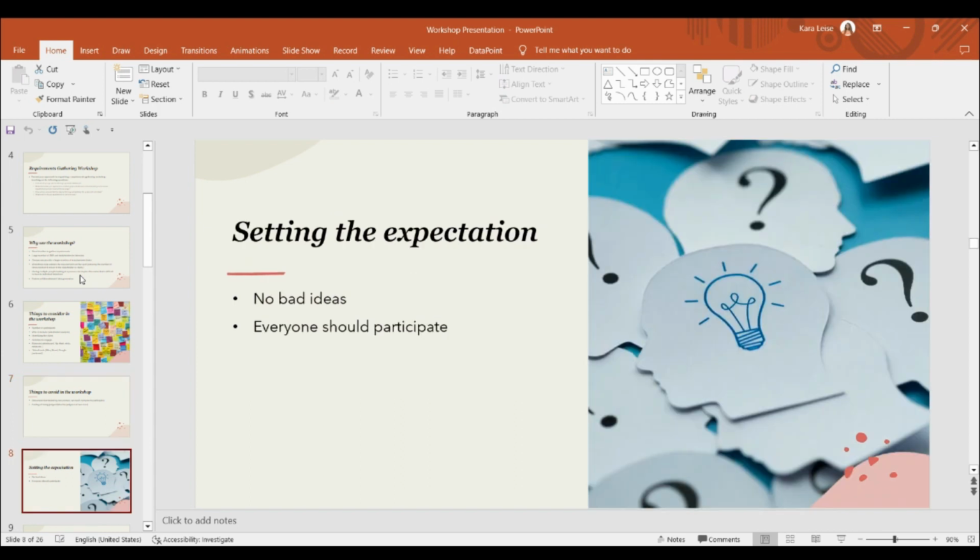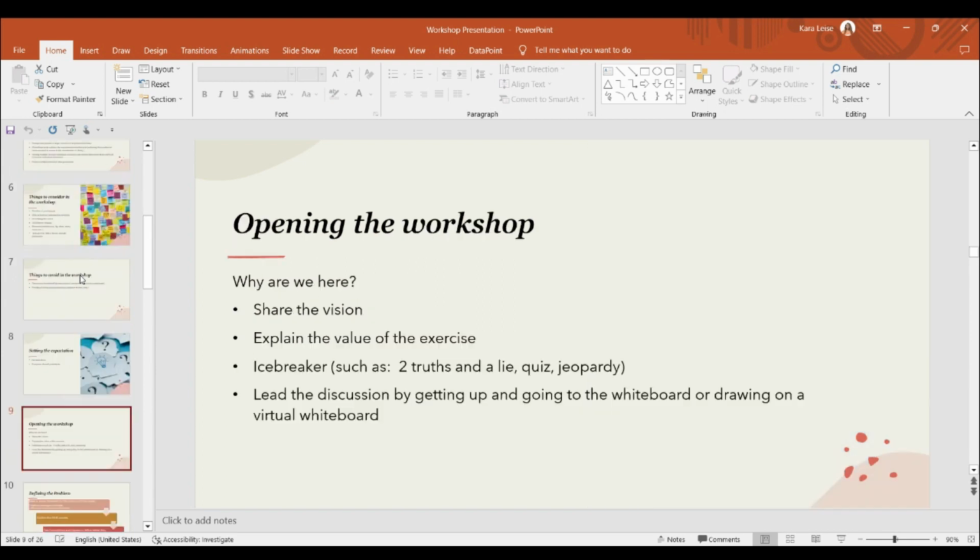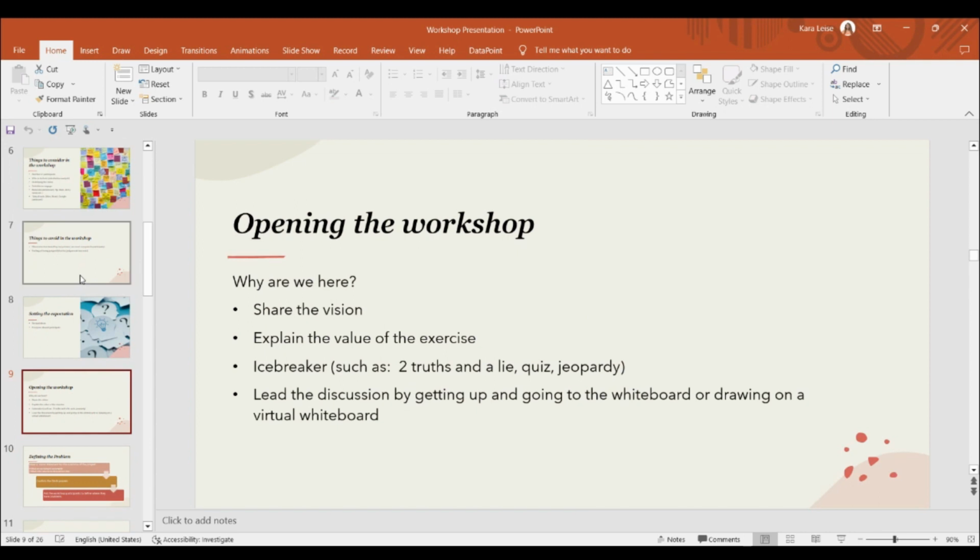Now, you need to explain the expectation very clearly at the beginning. So, no bad ideas. There's no idea anybody's going to give that's going to be a bad idea. Every idea is valid, right? Everyone should participate. It is a group session. It's a workshop. We're all here working towards some goal, and everybody needs to add some value to it. Now, when you open the workshop, you talk at the beginning about why they're there. What's the vision? What's the value of the exercise? And then you try to get some icebreakers.